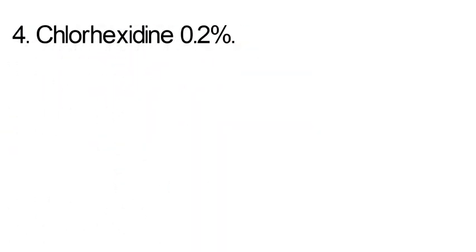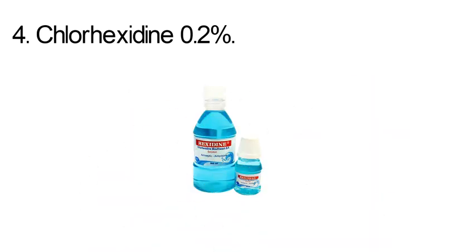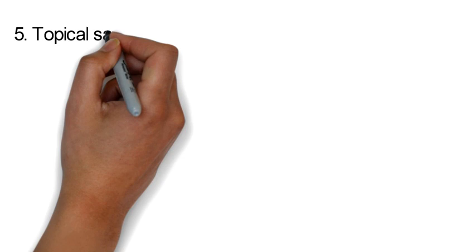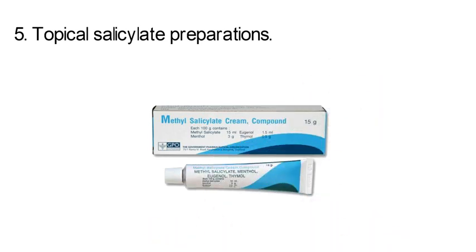Number four, the most popular, chlorhexidine 0.2% mouthwash. It is preferred to use it 3 times daily after meals and hold it in the mouth for at least 1 minute. It will reduce the duration and discomfort of aphthous stomatitis. We can give topical salicylate preparations. It has an anti-inflammatory action as well.